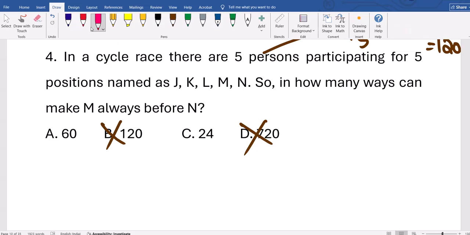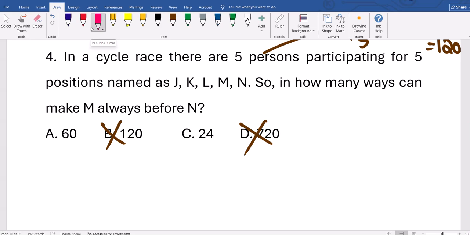See, there is no need to do calculations at all. It's very simple: M before N or N before M. Only these two cases will be there. Half is M before N, half will be N before M. Both cannot be equal because with 5 positions and 5 persons, both taking the same position is not possible. So no need to write all possibilities, waste of time. M before N is 60, N before M is 60.